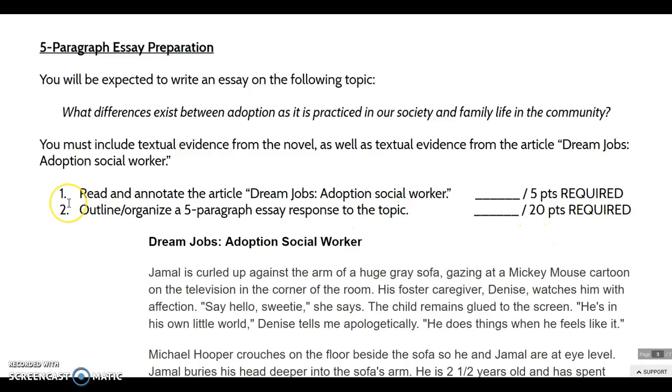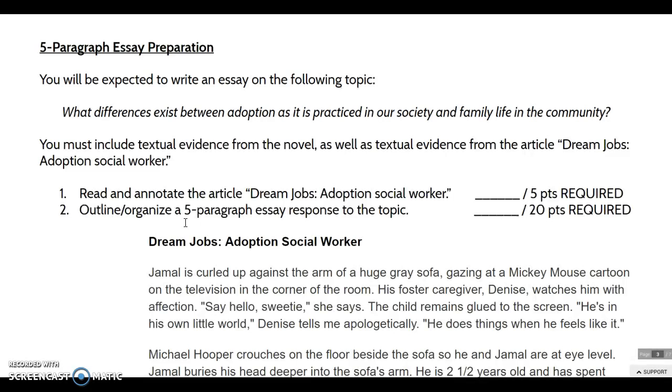There are 2 things that you need to do for this study guide in order to prepare for the essay question. 1, read and annotate the article Dream Jobs, Adoption Social Worker. This is worth 5 points and it is required. And 2, outline/organize a 5-paragraph essay responding to the topic, and this is worth 20 points and is required.